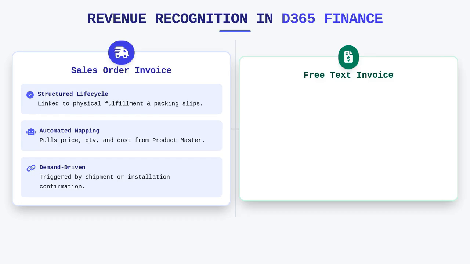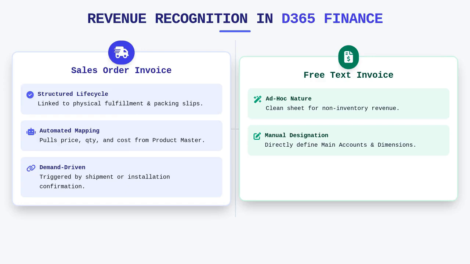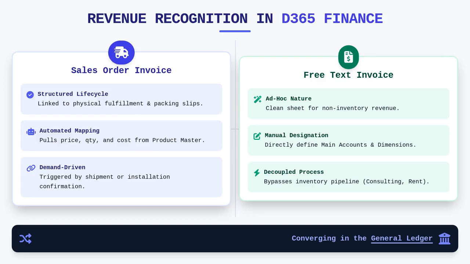Conversely, a free text invoice is decoupled from the inventory transaction pipeline, serving as a clean sheet for revenue that does not require item tracking. This is typically used for miscellaneous charges, one-off consulting fees, or rental income, where you define the ledger distribution directly on the invoice lines. When you post a free text invoice, you bypass the demand-driven logic of sales orders and instead manually designate the main account and financial dimensions for the revenue. Both methods eventually converge in the general ledger, but they originate from distinct operational realities within the supply chain.